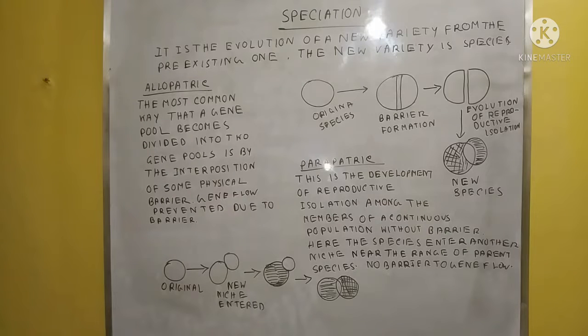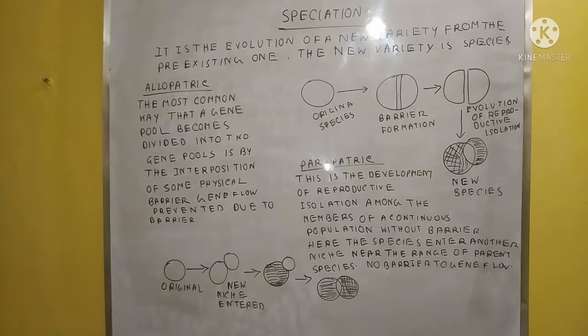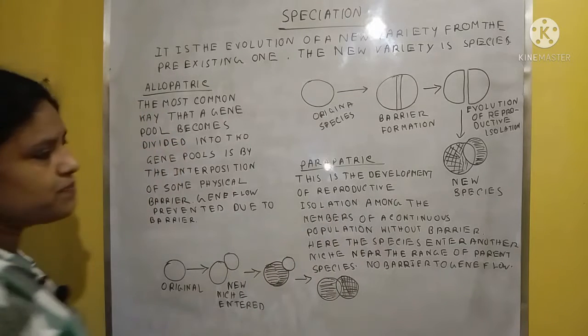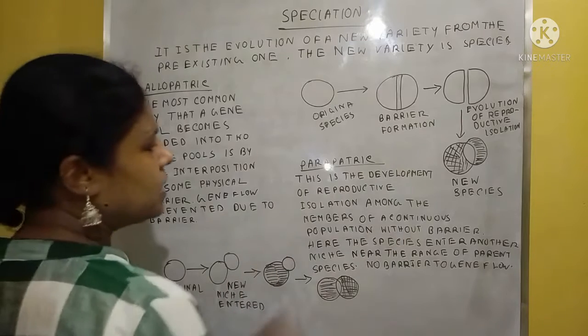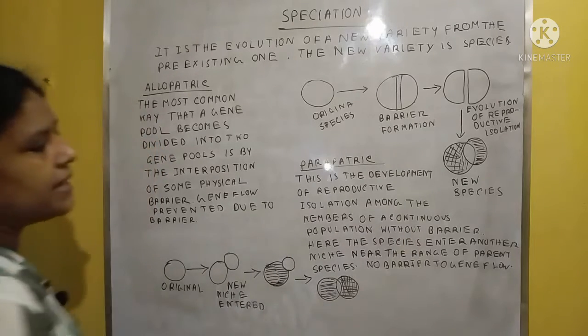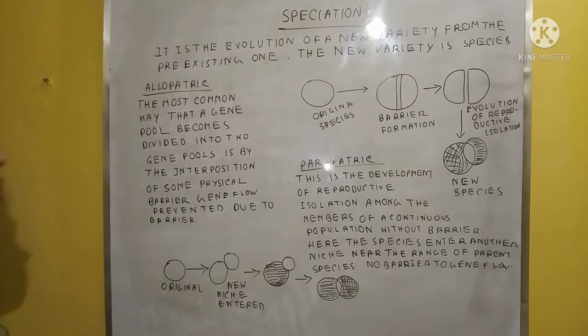Now the second one is the parapatric speciation. What is this parapatric speciation? This is the development of reproductive isolation among the members of a continuous population without a barrier, and here the species enter another niche near the range of the parent species.